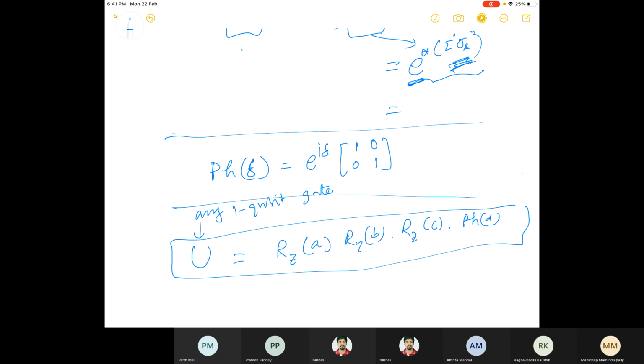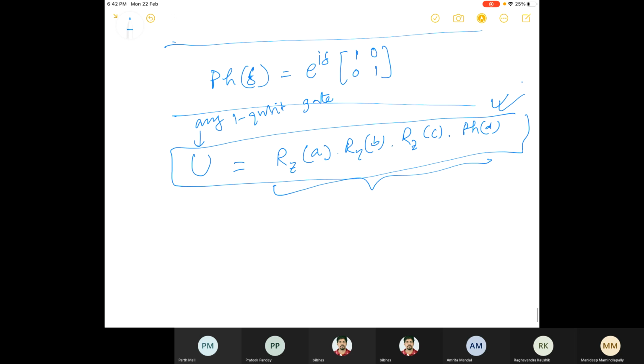In fact, this is always possible. If this is the case, then all the well-known gates which I already discussed before should also be representable like this for some values of a, b, c, d. And I will give you some examples.